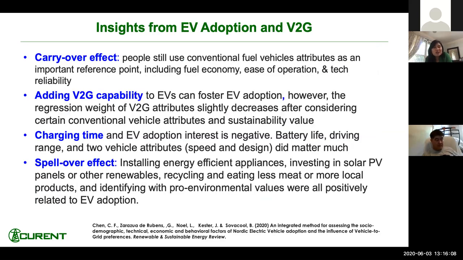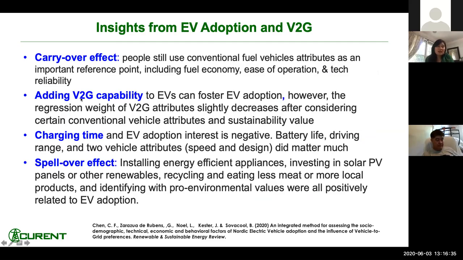So in conclusion, there's obviously a carryover effect from the traditional vehicle. People still care about, for example, whether it can save money, whether the car is easy to operate, and whether the electric vehicle has technical reliability. All these are just the same as traditional vehicles. So we say there's a carryover effect from traditional vehicles to EV adoption.